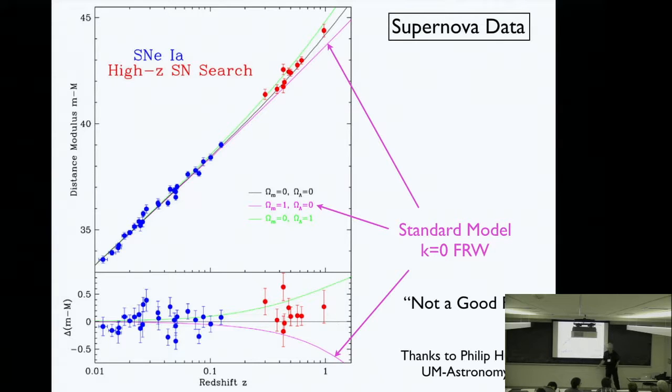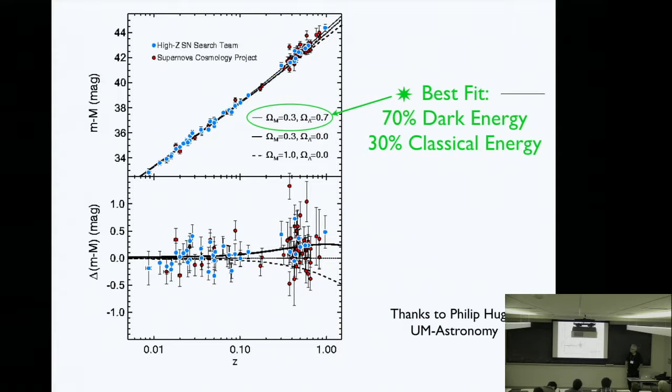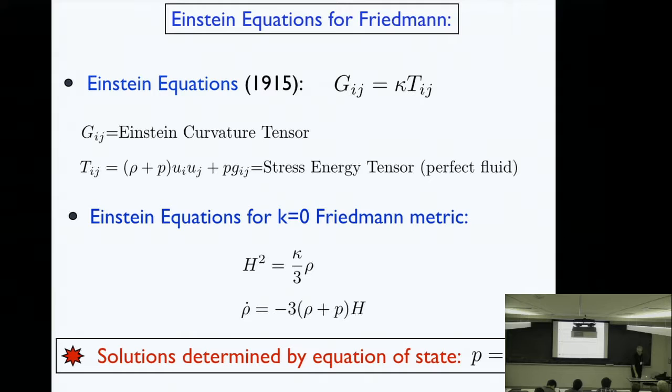And that's not such a good fit. The best fit is to take the 30% dark matter, 70% dark energy. Okay, so let's just quickly go through how that works.